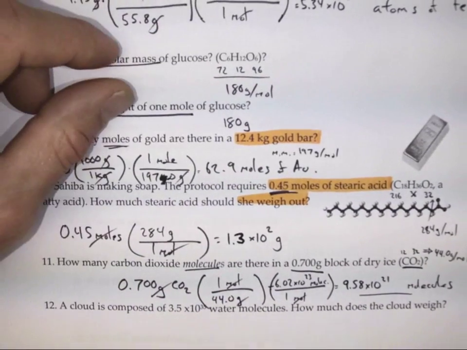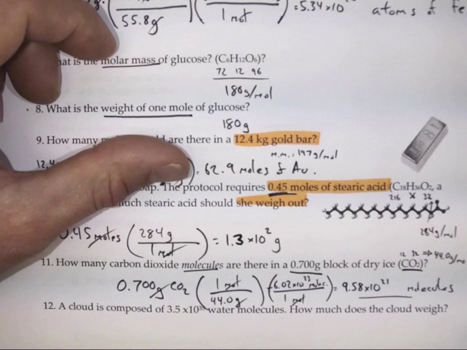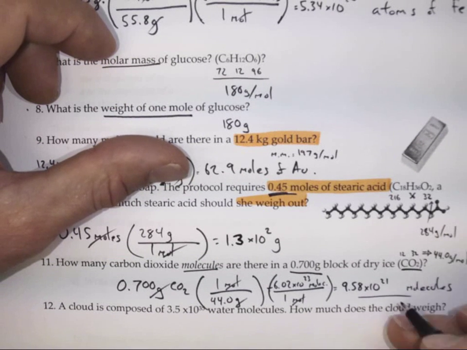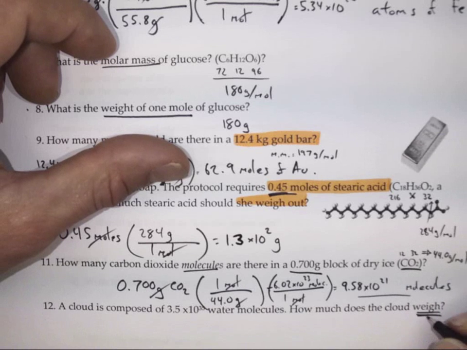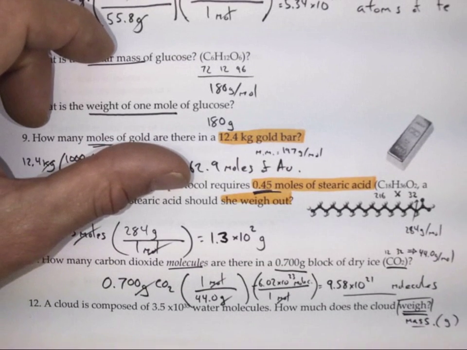Last question. A cloud is composed of 3.5 times 10 to the 35 water molecules. And the question is, how much does the cloud weigh? And again, weigh is a word. We want to see that and think mass. That's what that means. We're looking to turn things, and if that isn't clear, we say mass, I can think grams. That's something I can weigh out. I measure things in grams.